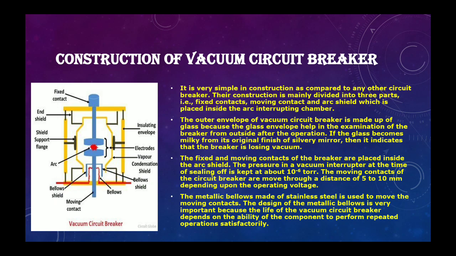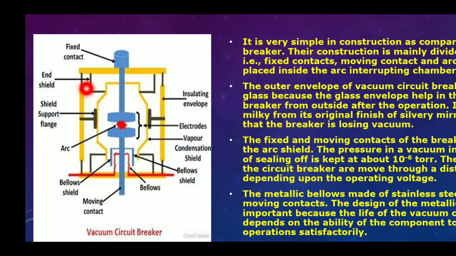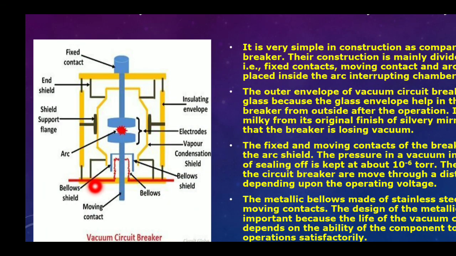Now, the construction of a vacuum circuit breaker. Here you can see the constructional view of a vacuum circuit breaker. That is the constructional image. That is the fixed contact. That is the end shield. That is the shield support flange. And the arc is struck between the fixed contact and the moving contact. That is the bellow shield.